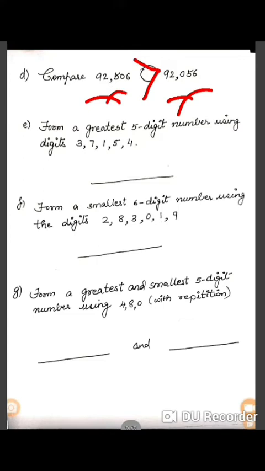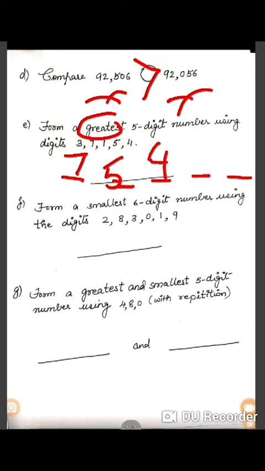Now, let's see the next question. Form the greatest 5-digit number using the digits. Now, they have given us the digits, children, and they're asking us to find out the greatest 5-digit number. As you know, 5-digit number means we need to find out the 5 places of the number. 1, 2, 3, 4, 5. Now, to find out the greatest number, what are we going to do? We are going to arrange the given numbers in the descending order. So, here the greatest number is 7. Then 5, 4, 3 and 1.